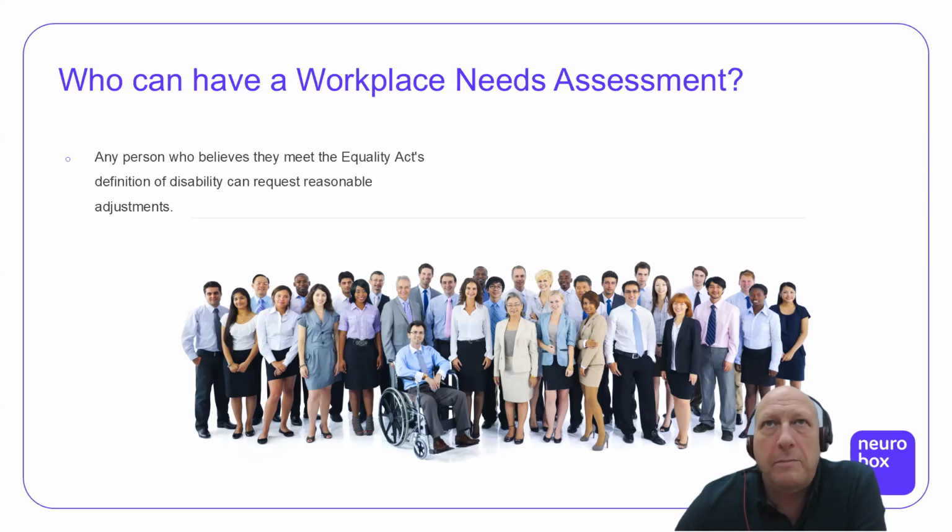But for many, many people, it's not quite that simple. For many people, especially people who are new to the role, may not know what they need to work at their best. But essentially, if you meet the definition of disability, you are allowed to have reasonable adjustments. And a workplace needs assessment is a way of understanding what those reasonable adjustments may be.